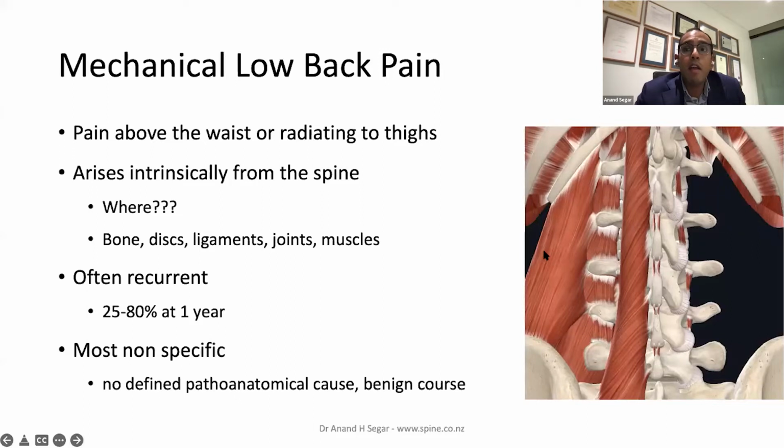The pain is often recurrent. So one episode of pain is often met with another episode of pain in about 25 to up to 80% of people within 1 year. And most of it's non-specific, which makes it challenging. There's no defined anatomical or pathological cause. But thankfully, most of it has a benign course.